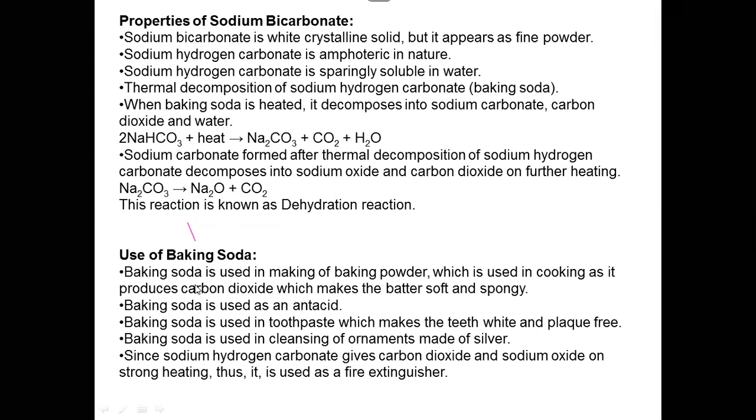Now we will study uses of baking soda. Baking soda is used in cooking to make food products better, soft and spongy. It is used as an antacid, then used in toothpaste, then for cleansing of silver ornaments, that is, to clean silver jewellery. It is used as a fire extinguisher too.